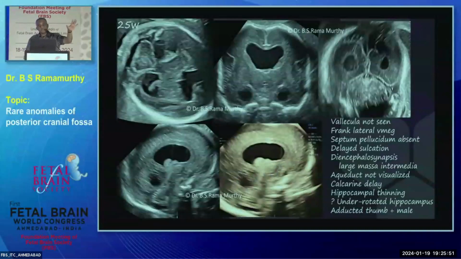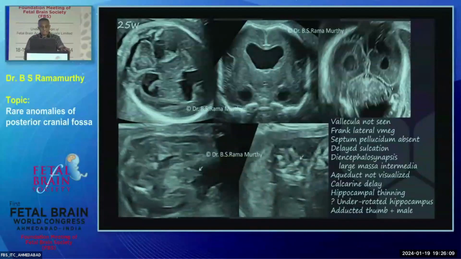Just like mesencephalosynapsis, this represents a diencephalosynapsis, telling us that these correspond to holoprosencephaly in the basal ganglia and in the mesencephalon and perhaps in the rhombencephalon as well. And in this case, it was a male fetus, and there's an adducted thumb. We suspected an L1CAM mutation, but we couldn't get the whole exome done for various reasons.